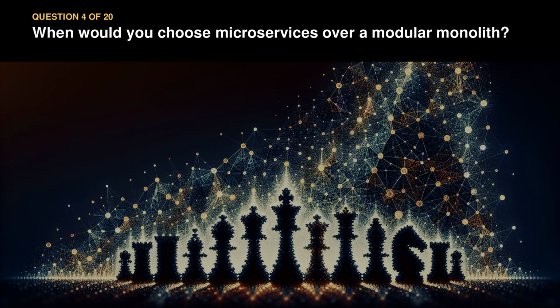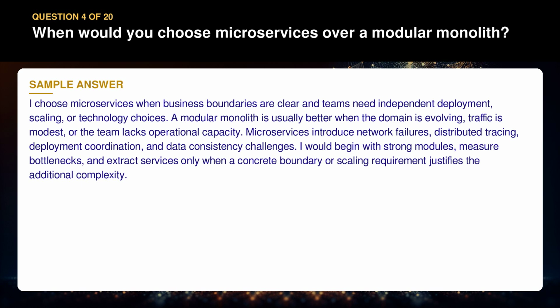Question 4. When would you choose microservices over a modular monolith? I choose microservices when business boundaries are clear and teams need independent deployment, scaling, or technology choices. A modular monolith is usually better when the domain is evolving, traffic is modest, or the team lacks operational capacity. Microservices introduce network failures, distributed tracing, deployment coordination, and data consistency challenges.